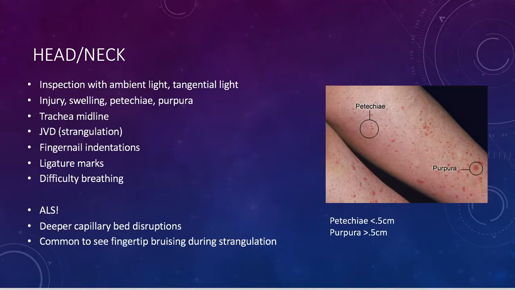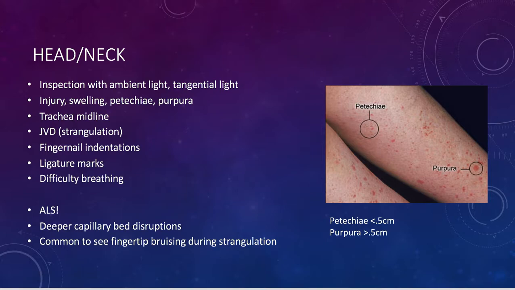With the head and the neck assessment, make sure again that you're using ambient light and tangential light. If there's any type of strangulation, it's very common to see neck swelling that you normally wouldn't see with ambient light. Looking for petechia, purpura, and remember the difference, going back to those nursing school days: petechia is usually less than 0.5 centimeters. Purpura is usually anything above 0.5. So purpura, think of it as the larger petechiae. Also making sure that the trachea is midline.